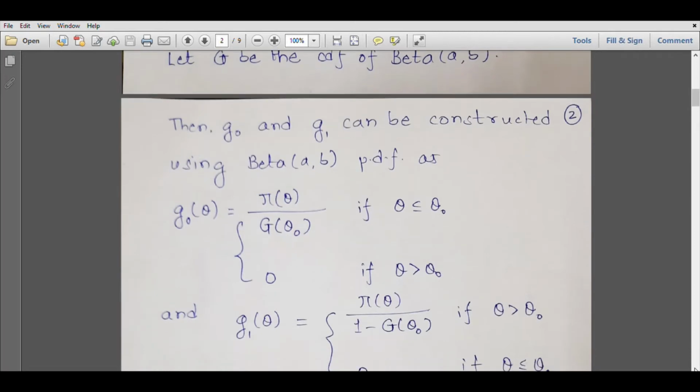Similarly, G1 theta can be constructed by dividing pi theta by the constant 1 minus the CDF of pi at point theta naught. This will be the expression if theta is greater than theta naught.